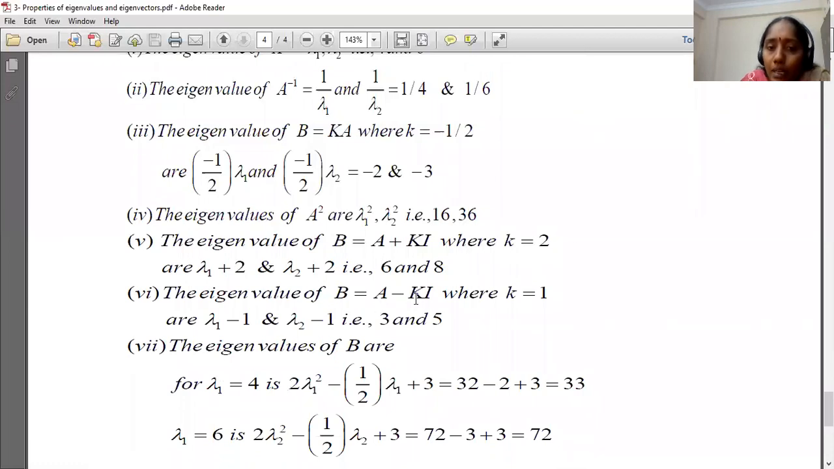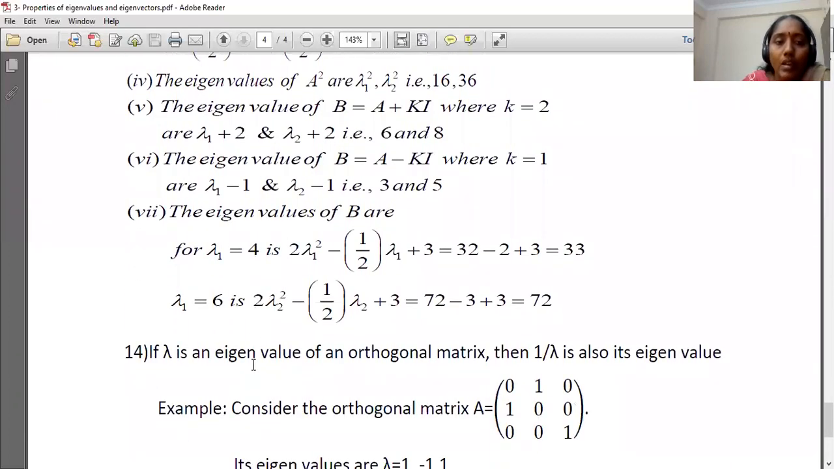Same as the property here, A minus I. That means lambda 1 minus 1, lambda 2 minus 1 are the eigenvalues. 4, 6 are the eigenvalues of A, and B is defined as A minus I, then the eigenvalues of B are 3, 5.